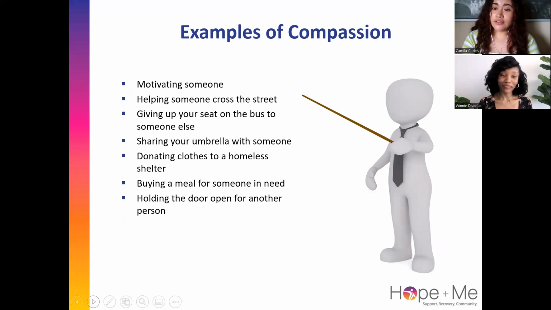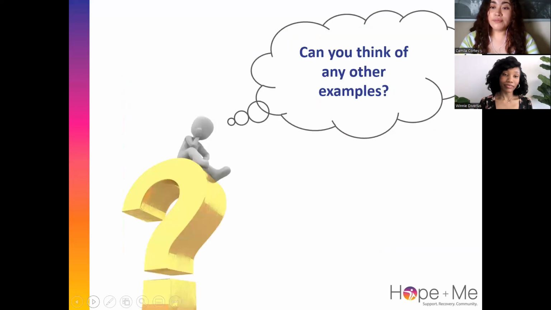Can you think of any other examples of compassion? If you can think of them, you can write them down on page 2 of the manual. If you cannot think of any examples at the moment, that's okay. You can pause the video, take a few minutes and write them down.